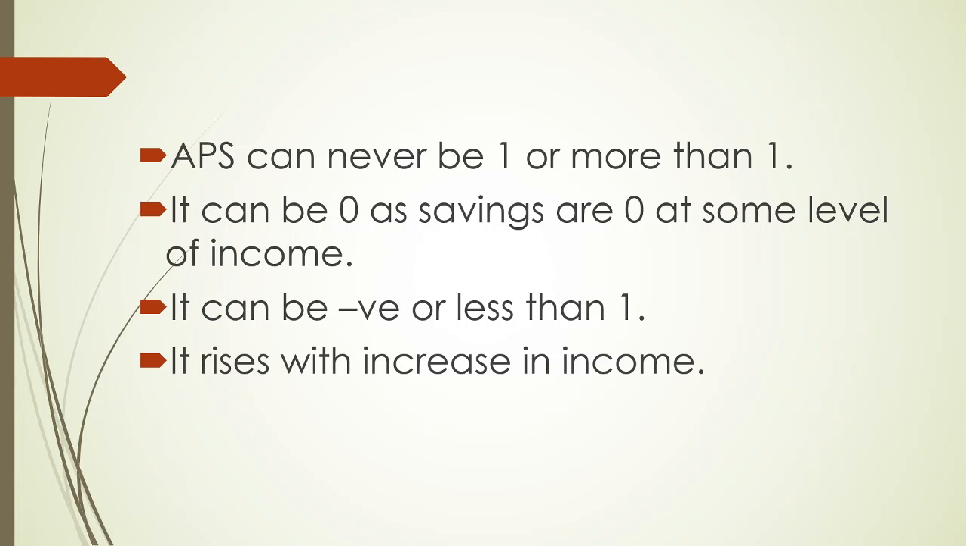These are some of the important points about APS. Please keep in mind, APS can never be one or more than one. I told you why, I will not repeat it again. It can be zero, as saving is zero at some level of income. Next, it can be negative or less than 1. Last one, it rises with the increase in income.